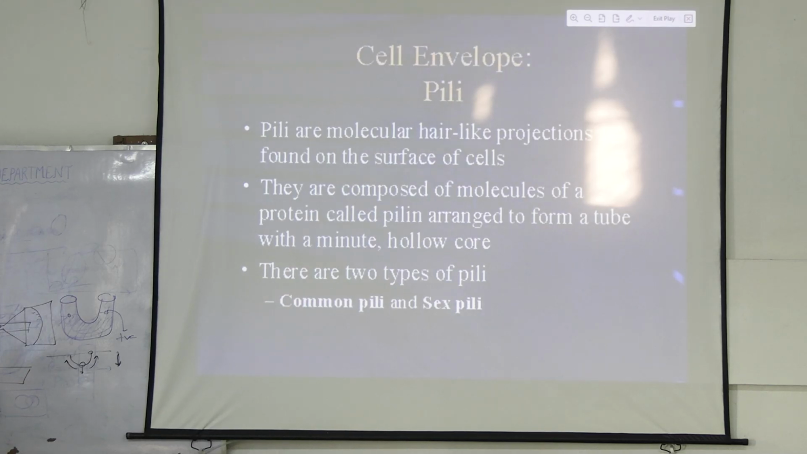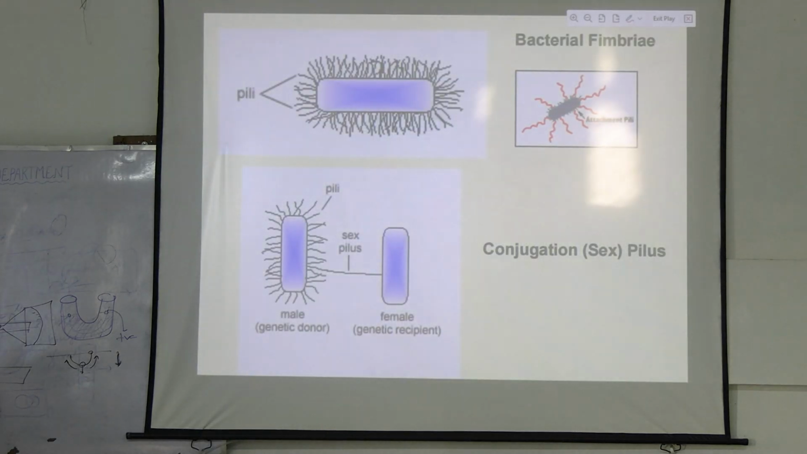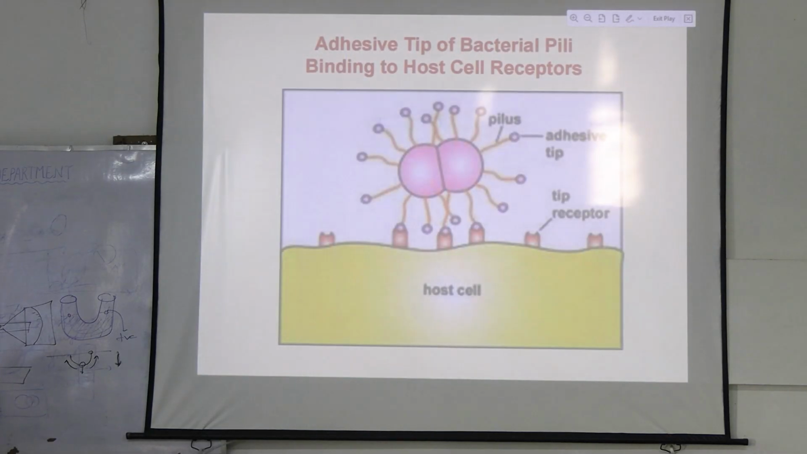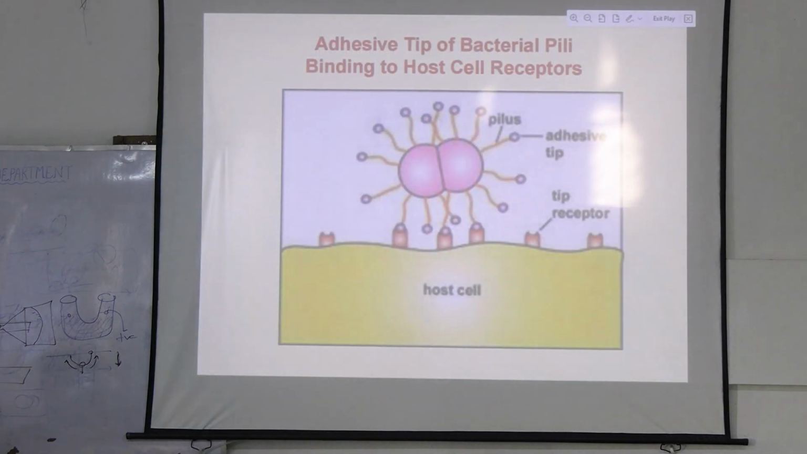So we have two types of pili. One is called the common pili and another is called the sex pili. Now what is the main function of this pili? So this is an image showing numerous pili on the E. coli. The pili is made of the protein, pilin protein or fimbrial protein. The main function of pili is to adhere the bacterium on the host cell surface. That is the main function.